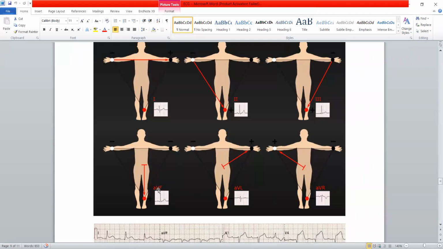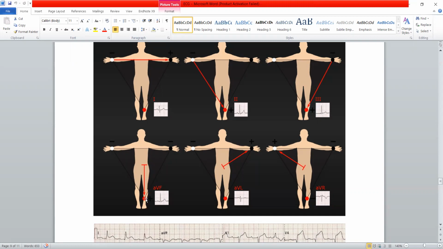Very simple. AVF means the positive terminal of AVF is on the left foot. F represents the foot. AVF is augmented vector foot, or augmented vector left foot, because in all the 12 leads, the right leg is not counted. So it's understood that AVF means the unipolar limb lead which has its positive terminal on the left foot.